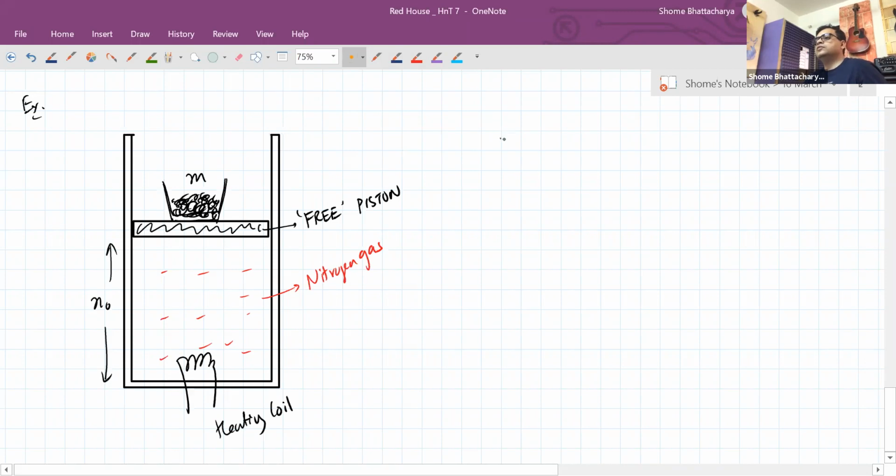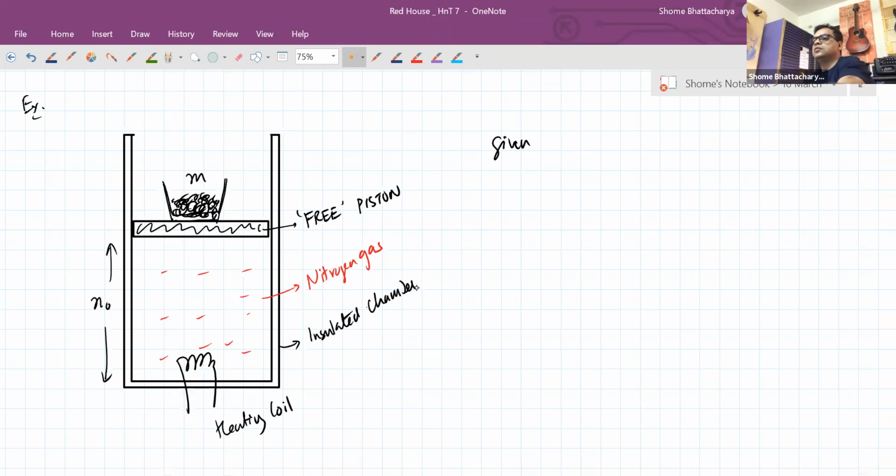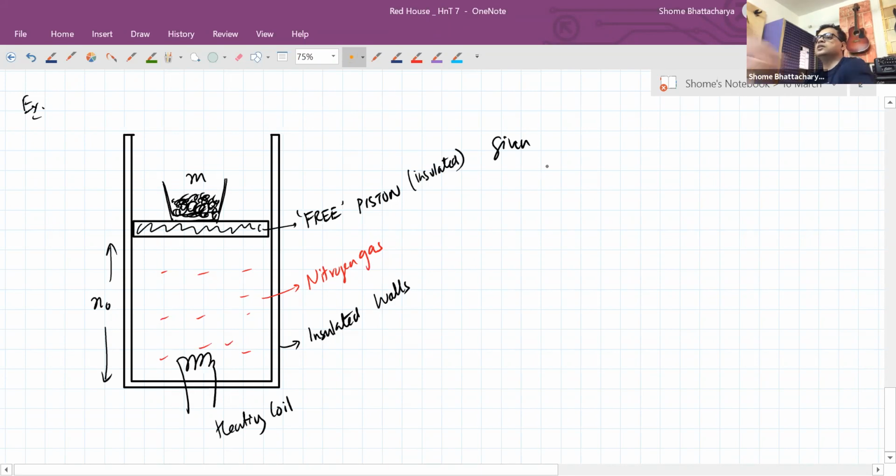So given, and of course this is what we call an insulated chamber, or these are insulated walls, so there's no heat exchange. The piston is also insulated. The piston also does not conduct heat.